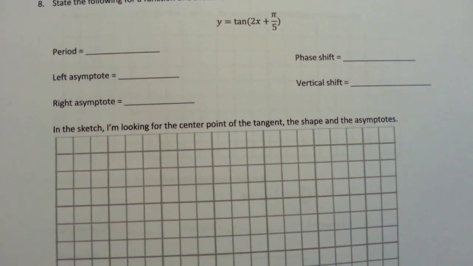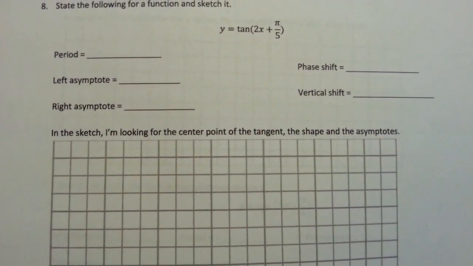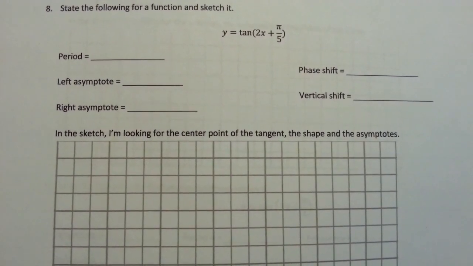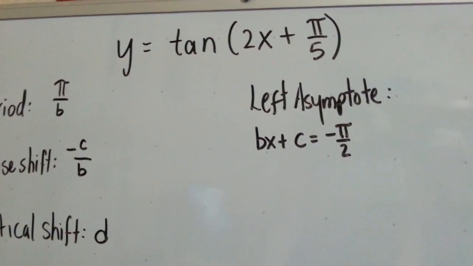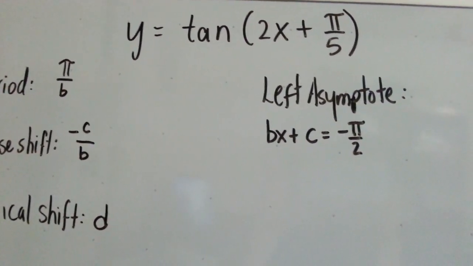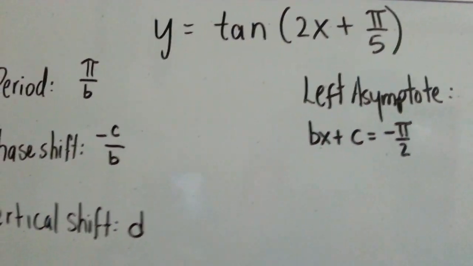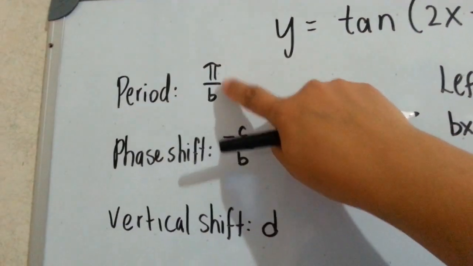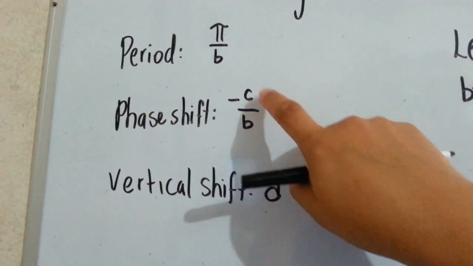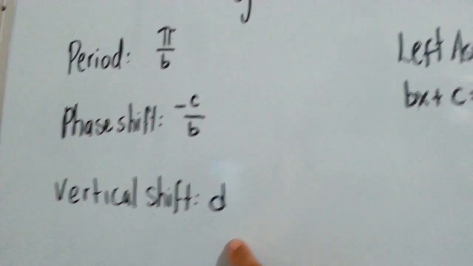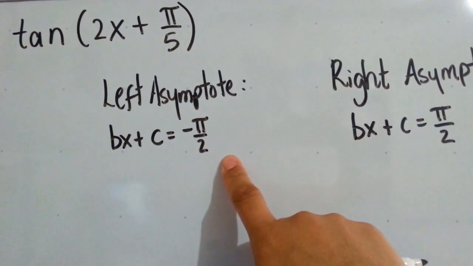We're going to record the last question on the test, which is y equals tangent of 2x plus pi over 5. So here we have the function y equals tan(2x + pi/5). And we need to find the period, which is pi over b, the phase shift, which is negative c over b, the vertical shift, left asymptote, and right asymptote.